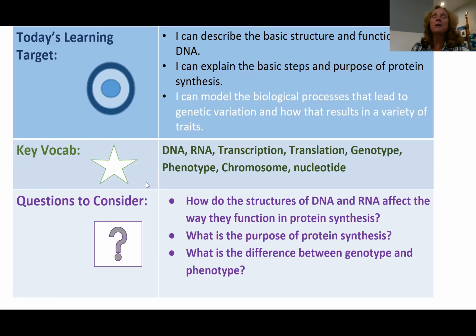So the main questions we're going to try to consider, first of all, is how do you structure DNA and RNA? How do they affect the way that protein synthesis functions? What is the purpose of protein synthesis? Oh my gosh, that was like the biggest thing you have to understand. And then of course, what's the difference between a genotype and a phenotype, where we're heading for?